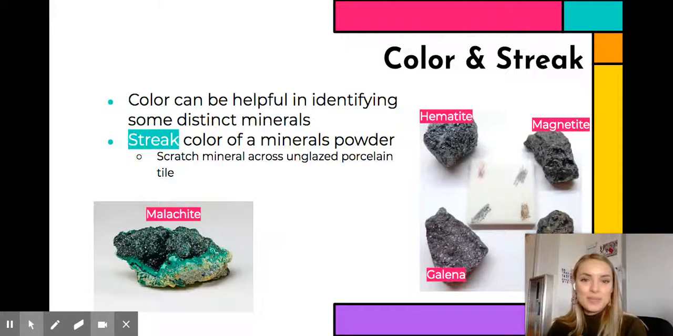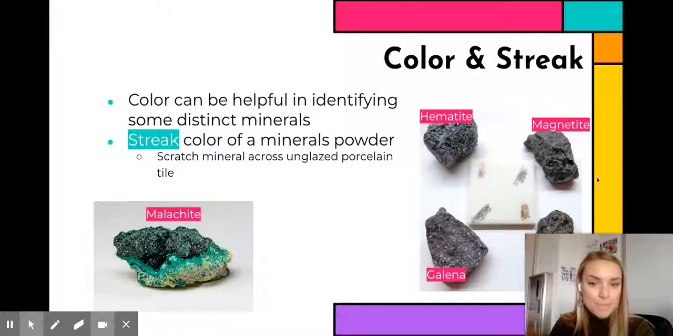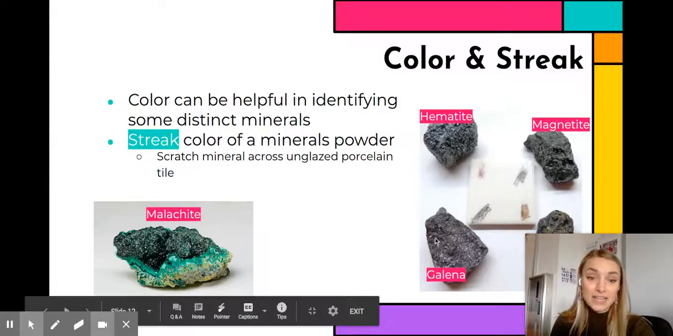When we get to that point, it can be important to look at the streak. So the streak is the color of a mineral's powder. And if you look at the picture right above me, that is an example of why streak can be a good determinant. All 4 of the rocks in the picture look pretty similar. They're slightly different shapes, but they're kind of gray, maybe with some metallic looking flecks throughout them. And each of them represents a very different type of mineral. We've got hematite, magnetite, this one right here under my head is sphalerite, and galena.